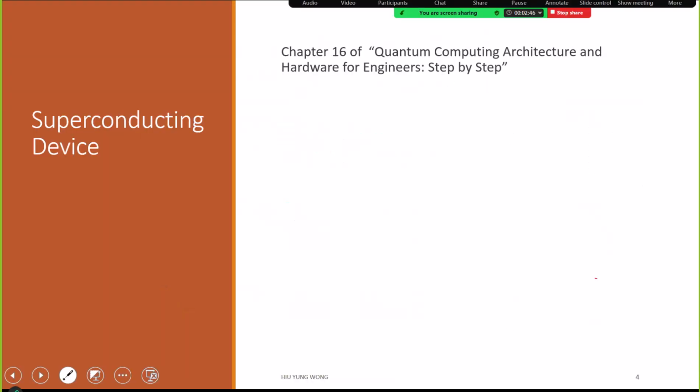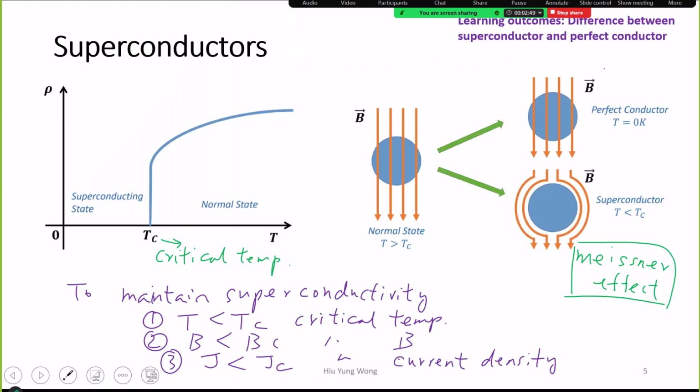Okay, and this is based on chapter 16, superconducting device. So let's recap. This is some important fundamental concept. What is a superconductor? When the temperature goes to 0, when it is reducing, there will be a point that the resistivity rho will suddenly reduce significantly, right? This is resistivity, right? And within experimental accuracy, you will see that it is almost 0.